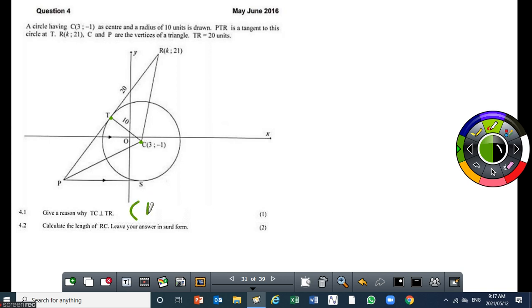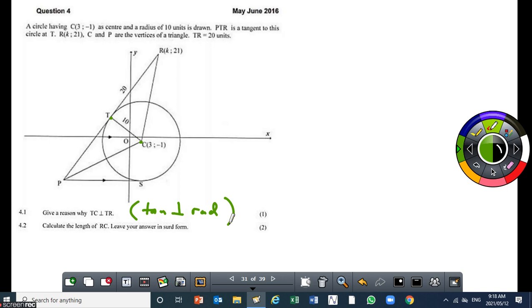So you can give the reason as tan perpendicular to radius. You can also give the reason as tan perpendicular to diameter. It can be acceptable. But the reason is based on circle geometry: TR is a tangent and TC is a radius, and a radius and a tangent are perpendicular to each other at the point of contact.